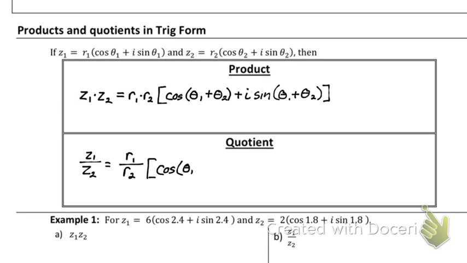Does anyone want to take a guess at how I finish that? Minus. It is minus. So see, your intuition will serve you well on this one. It is cosine theta sub 1 minus theta sub 2. Minus I sine? It's plus. It's still plus. Your intuition failed you there. But it's going to be I times sine of theta sub 1 minus theta sub 2.